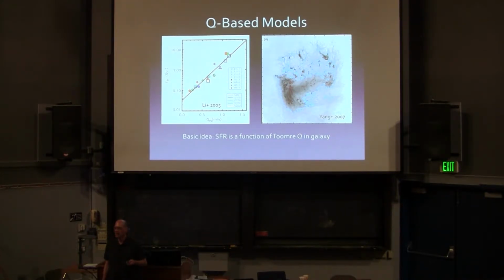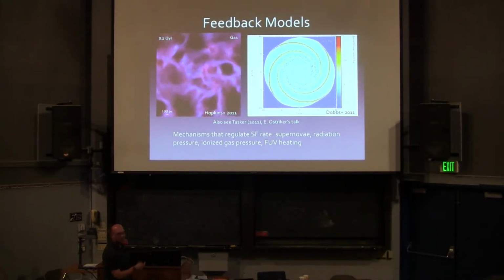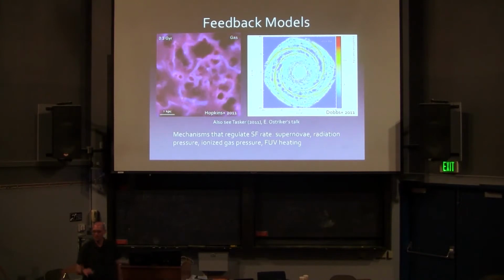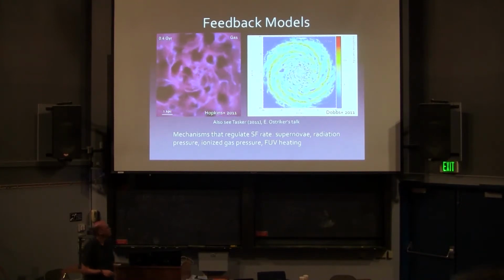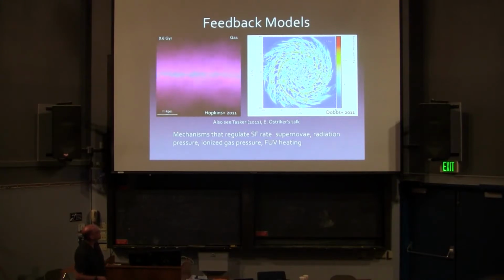All right, so that's one example of a sort of top-down approach to the problem. Another is a feedback-regulated approach, and this is like your supernova example that you asked about. So here are two examples of feedback-regulated star formation models.